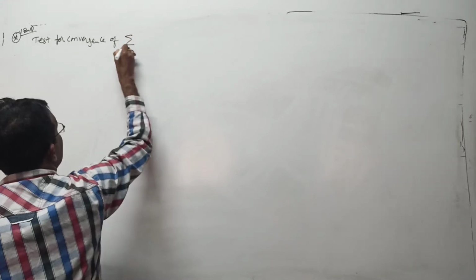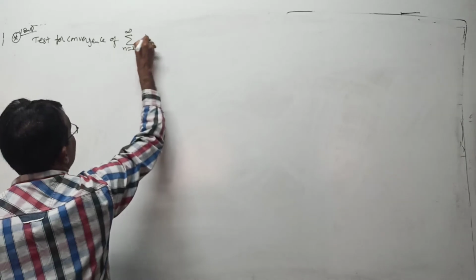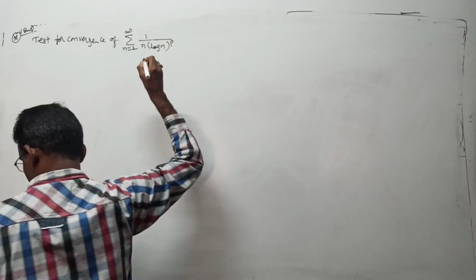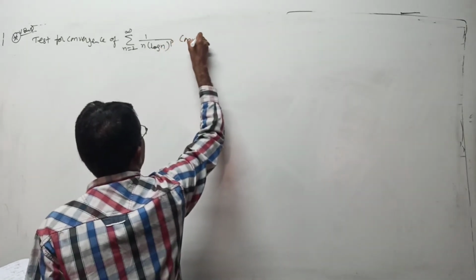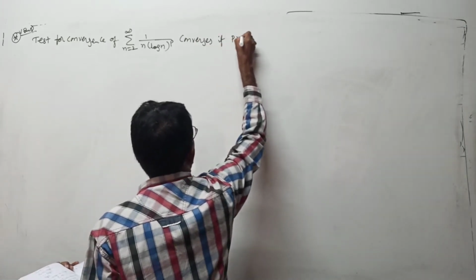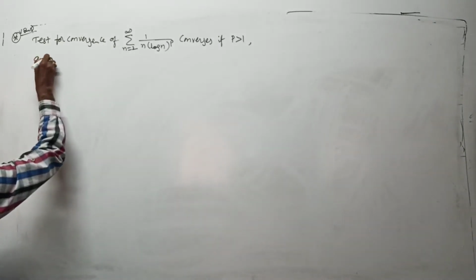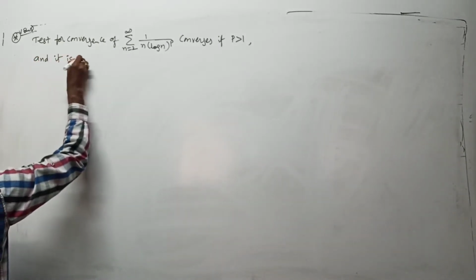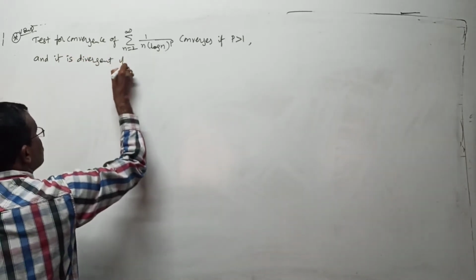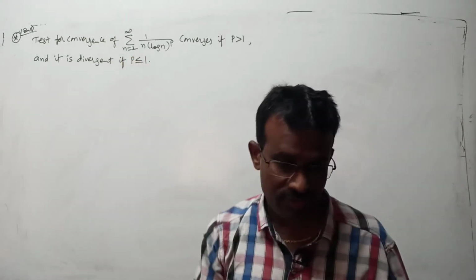sigma n equal to 2 to infinity, 1 by (n log n) whole to the power of p. It converges if p is greater than 1, and it is divergent if p is less than or equal to 1. This is the question for you.